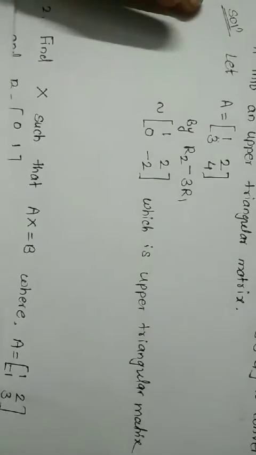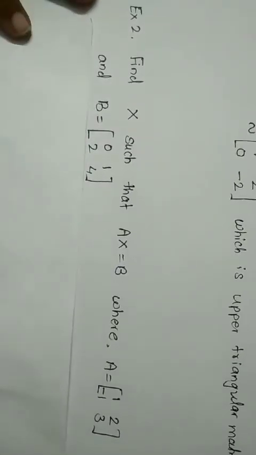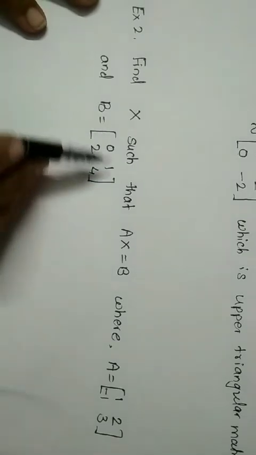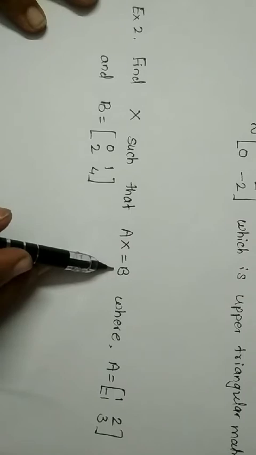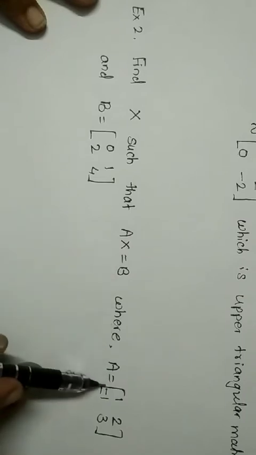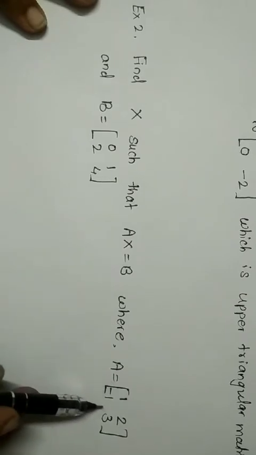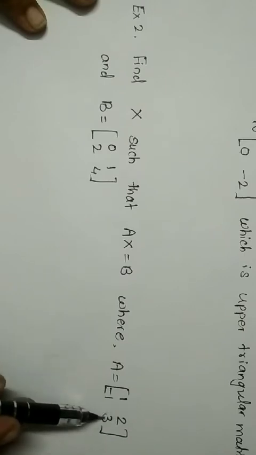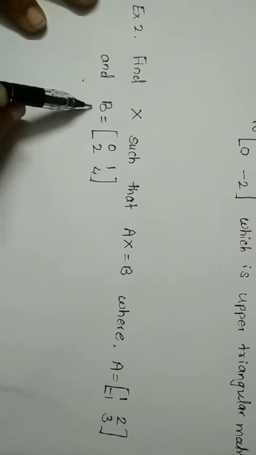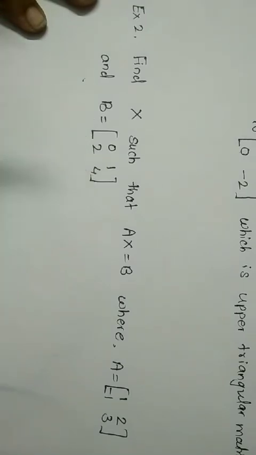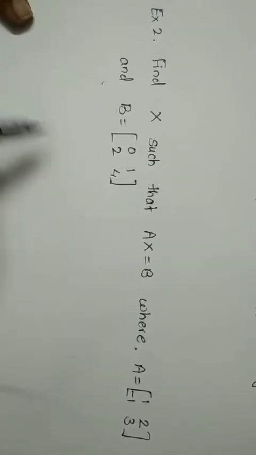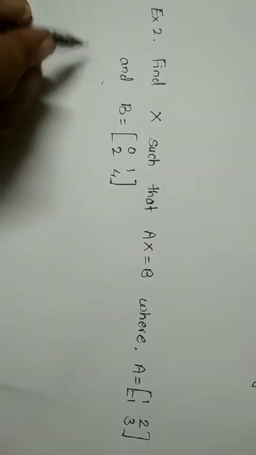Now, see the second example. Second example is: find X such that AX is equal to B, where A is equal to the 2 by 2 matrix 1, 2, minus 1, 3, and B is equal to again a 2 by 2 matrix 0, 1, 2, 4. These are the given two matrices. Now the condition is that AX is equal to B.